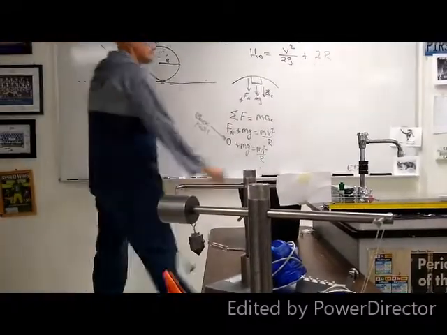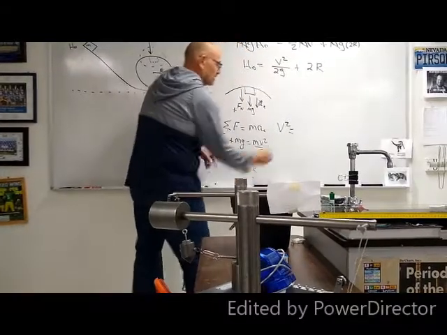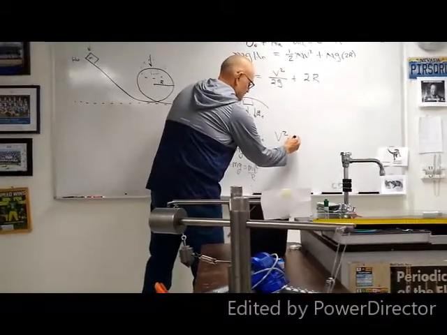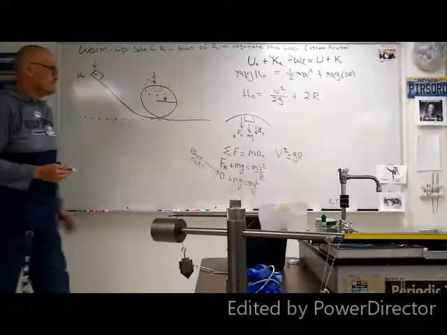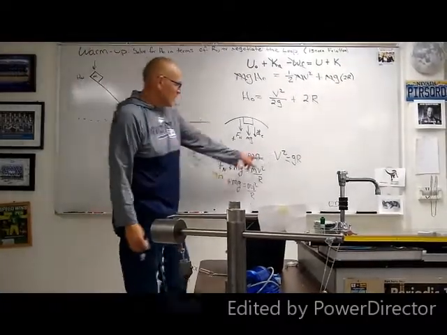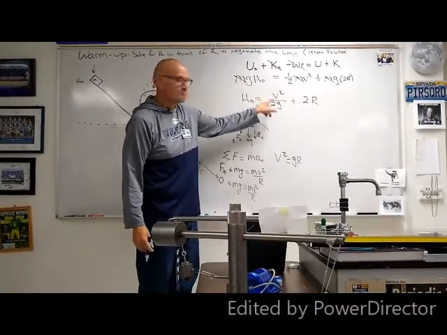Looking at that, can I solve for v? Yes. Actually v squared should equal g times r. That's v squared. Now, we're almost done. I look at this, and I look at that. Can I make the substitution? Yes.